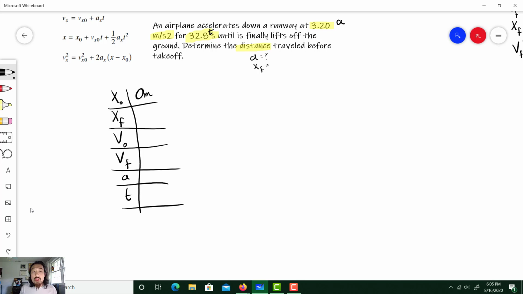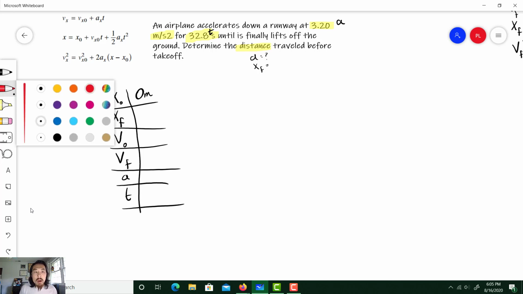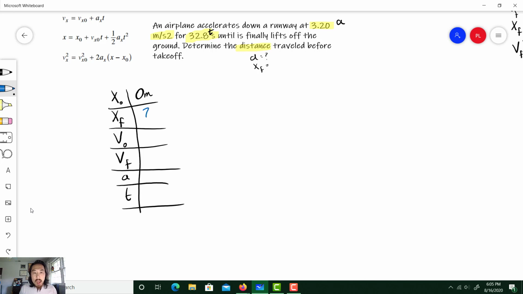Right? We are looking for X final. Now, see what I do here. I'm going to put a question mark there because that's what you're looking for. Okay? I like to do that because it's a visual reminder that that is a given piece of information. That given piece of information states that you are looking for it.